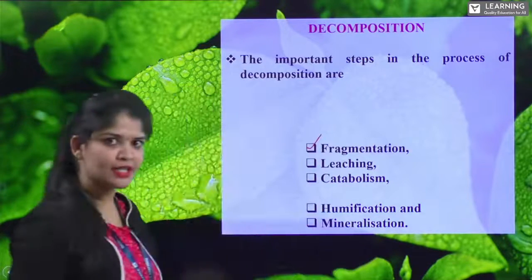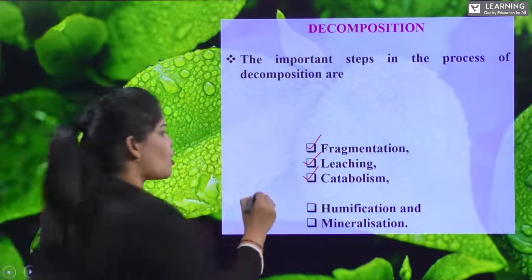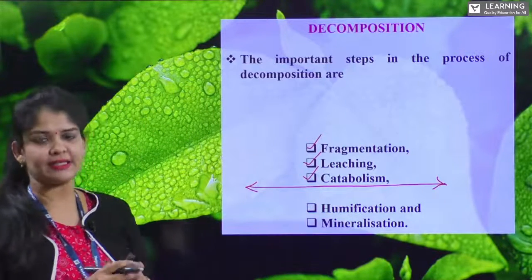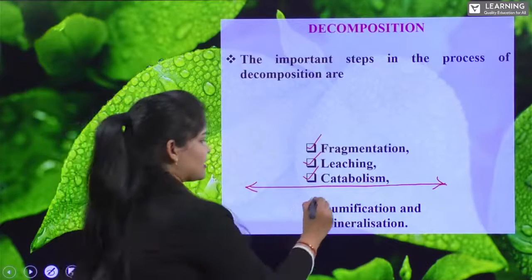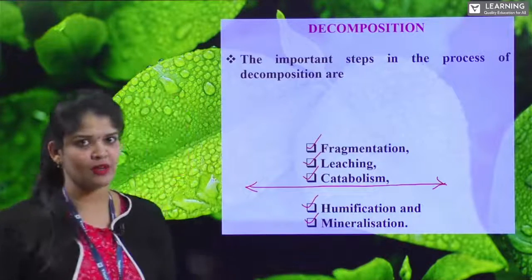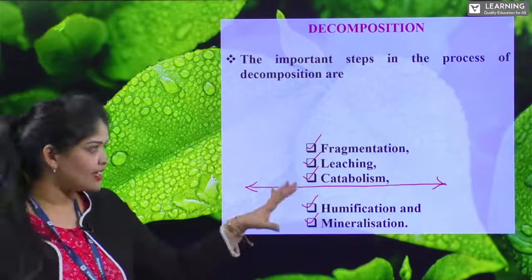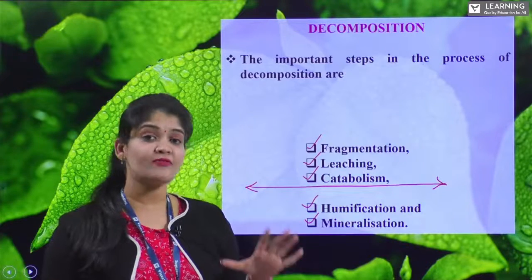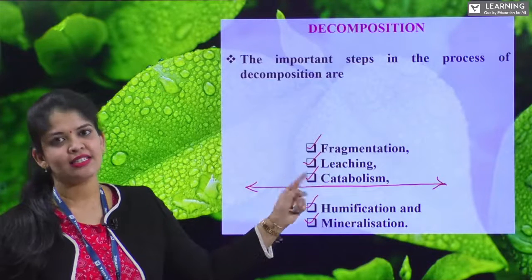First one, fragmentation. After that, leaching and catabolism. All these three steps occur simultaneously, in parallel, and after that humification and mineralization, which happen inside the soil. So all these steps are very important in the process of decomposition. The 5 steps involved in decomposition are fragmentation, leaching, catabolism, humification and mineralization.